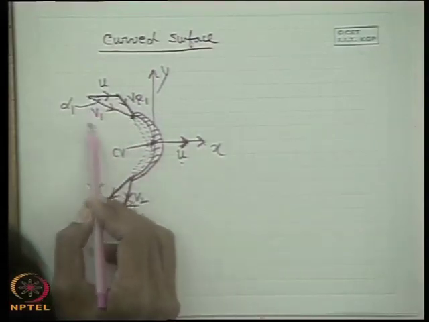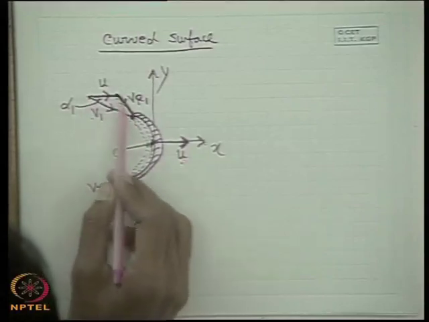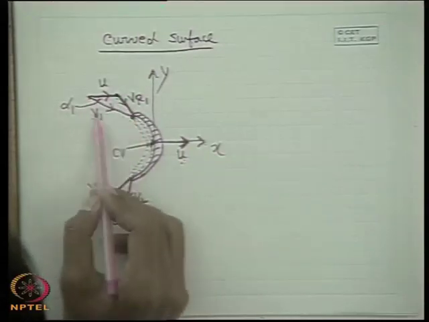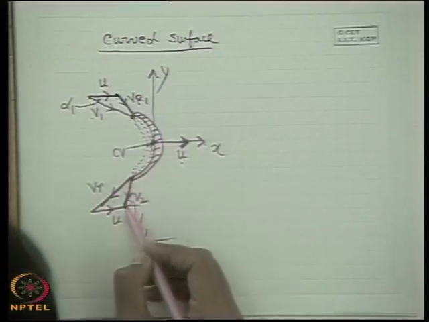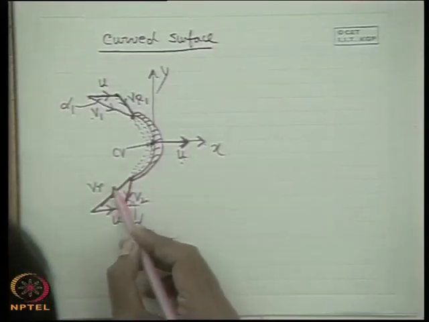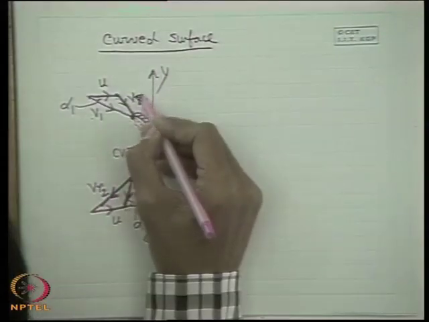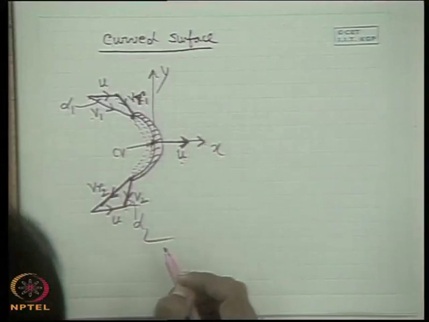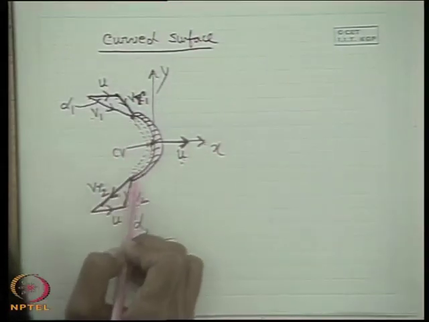That means we will have to vectorially subtract U from V1, and that is shown by this velocity triangle, vectorial subtraction. Similarly, we will consider the fluid is not coming out with velocity V2, rather it is coming out with velocity Vr2. So, therefore, it becomes a problem of a static curved surface.